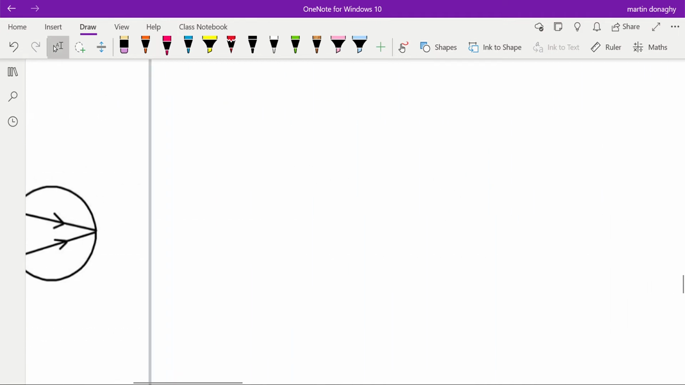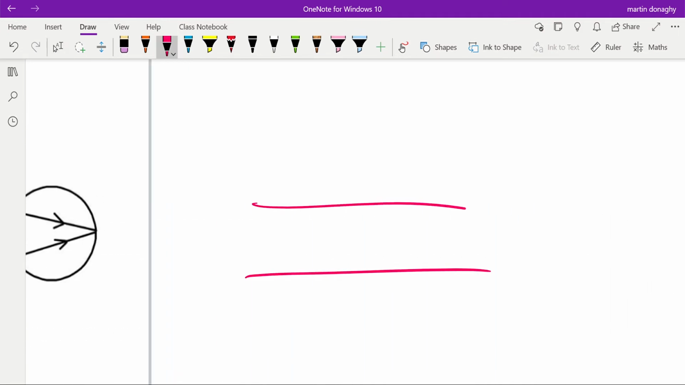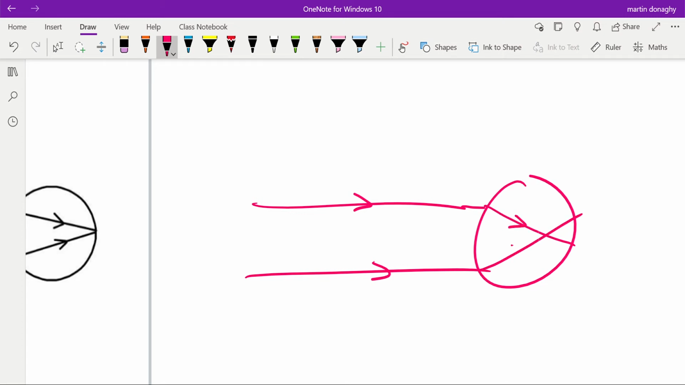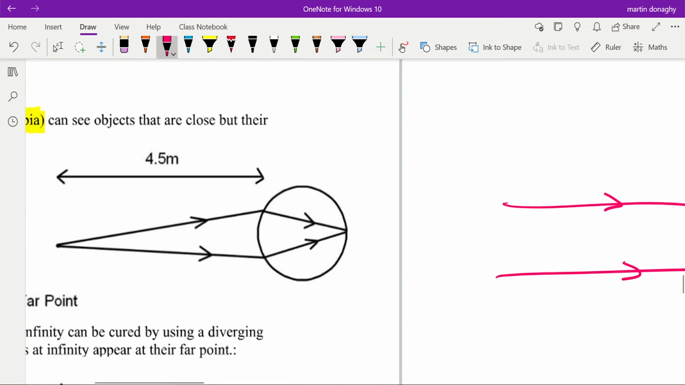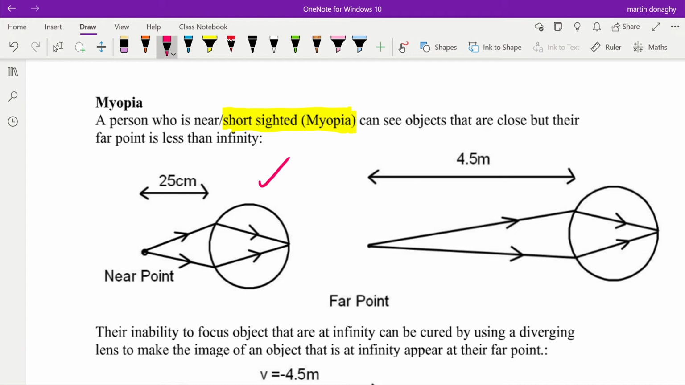Now the problem here is that if we did have an object that is at infinity, the rays of light would enter the eye and they would be refracted in such a way that they wouldn't meet on the back of the eye, which means the image would be blurry. Okay, it'd be out of focus. The problem there is that the lens can't be made thin enough, or another way of looking at it is that the eyeball is too long, essentially, in this case.